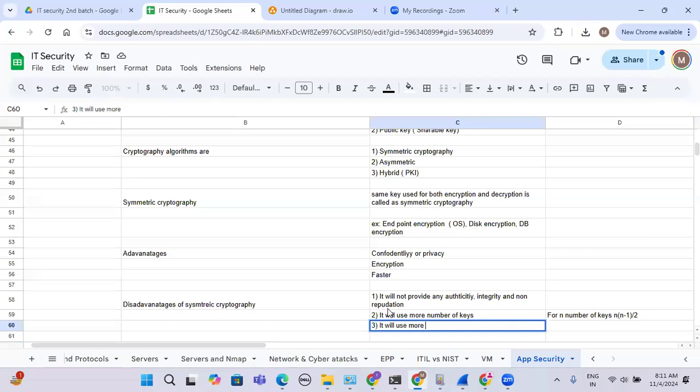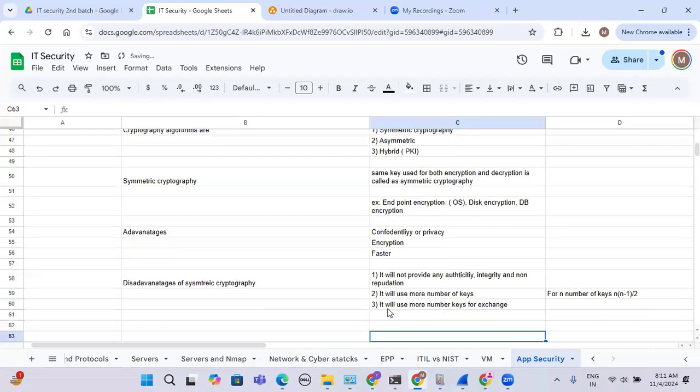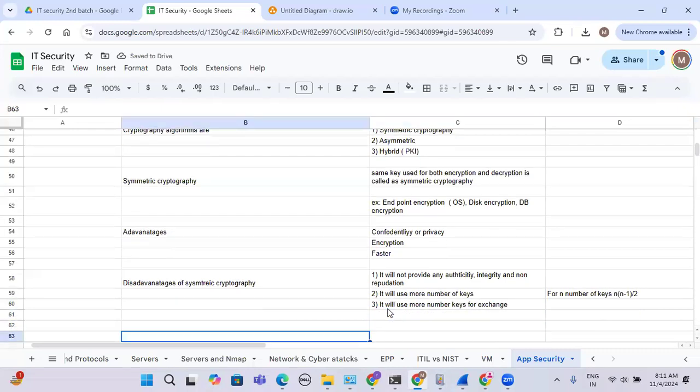It will use more keys for exchange. So those are all the drawbacks or disadvantages on the symmetric side.